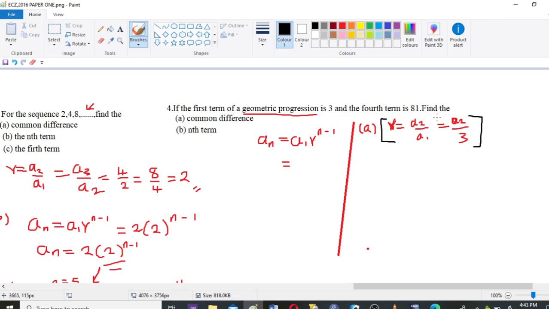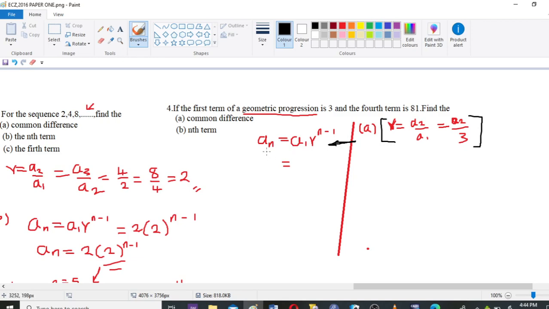Unless we had the third term and the fourth term, or the first term and the second term, we could have used those two terms to find the common difference. So in this case, what we have to do is to go back to this formula. I wanted you to see why we can't use this formula here. So we have to go back to the nth term formula and substitute what we have and leave out what we don't have.